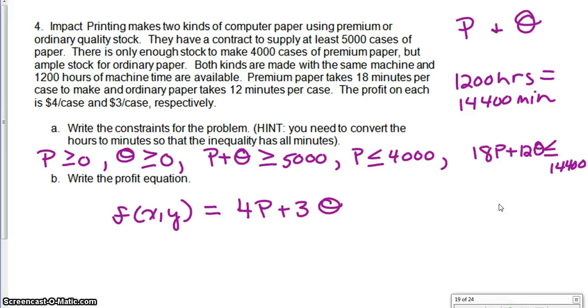Now, where did I get 14,400? Well, the rate of time is in minutes per case, but we talk about the fact that there's 1,200 hours of machine time. So please realize that the hours need to be changed to minutes. Also realize that 18p plus 12 theta less than or equal to 14,400 needs to be changed to simplest standard form before you graph it. And by the way, the profit equation for this, the profit would equal 4p plus 3 theta.